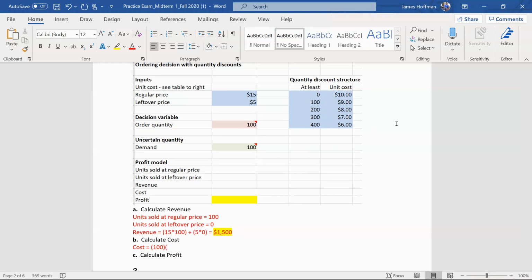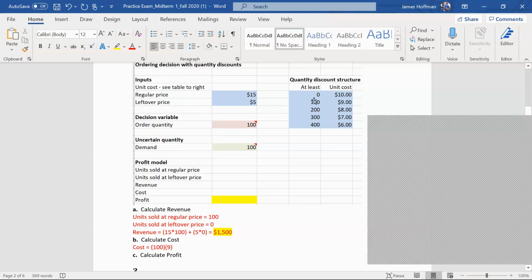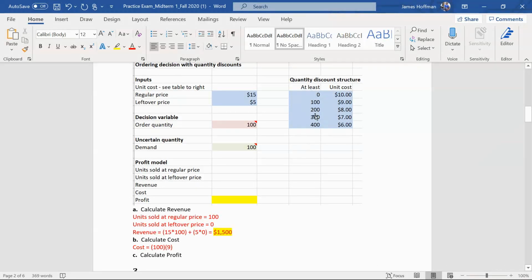Yeah, $9, right? Exactly. So you just look at the chart, and if you order less than 100, it's $10. If you order at least 100, which we did, that's $9. And it's not until you order 200 that you get a cheaper discount. So you get the lower price if you order more than or equal to that amount. Look at the chart and determine what your price is based on the quantity discount chart.